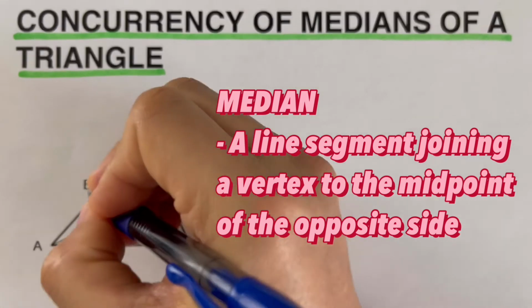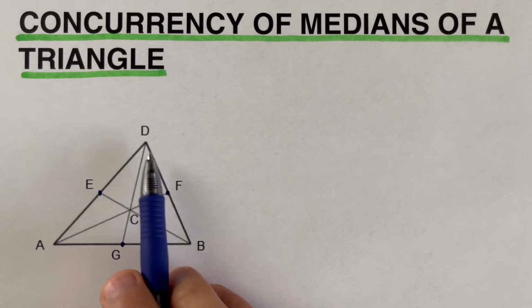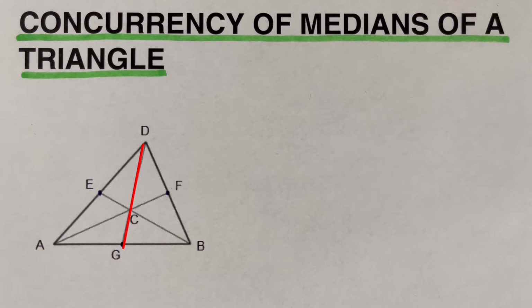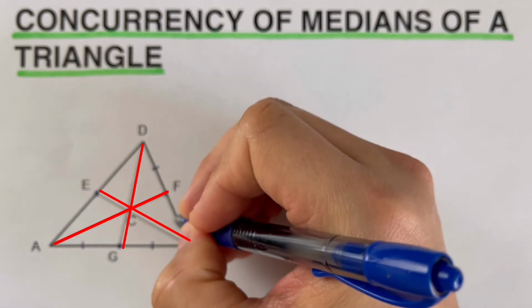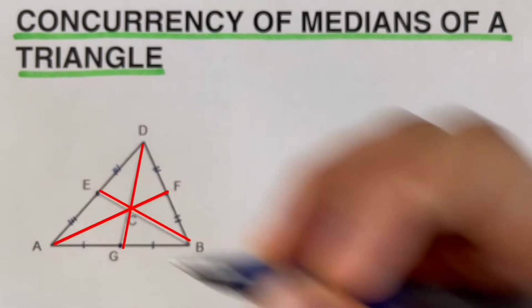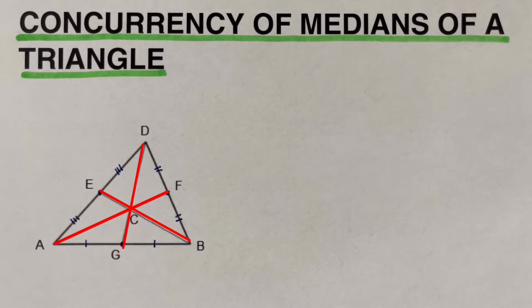So point G, point E, and point F are the midpoints of each of these sides here. So again, DG, AF, and BE are medians. It goes from the vertex all the way to the midpoint of the other side across. This tells us that these line segments AG, GB, DF, FB, and ED and AE are congruent since points E, F, and G are midpoints.